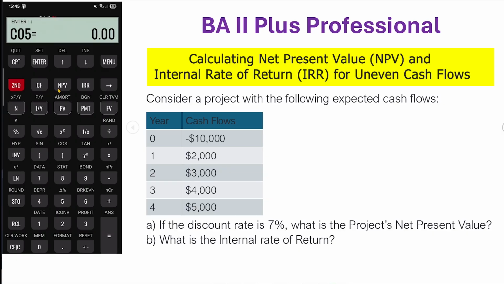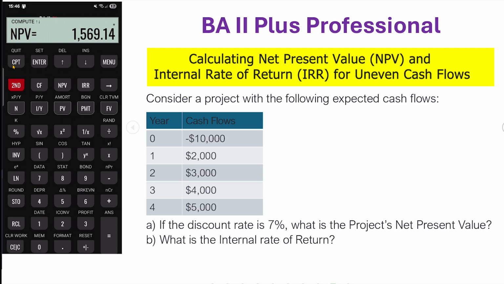After that we will press NPV and here we have to enter our discount rate, that is 7%. So we will press 7. Press enter. After that we will press the downward arrow key, NPV, and we will press CPT to compute NPV. The NPV of the project is calculated as 1569.14. Since the NPV is positive, the project is expected to generate value and should be accepted.